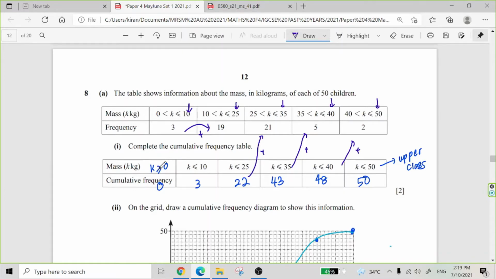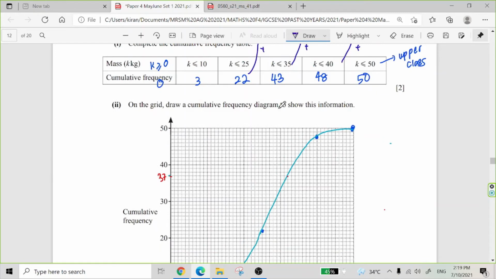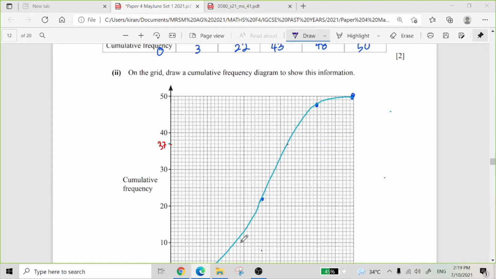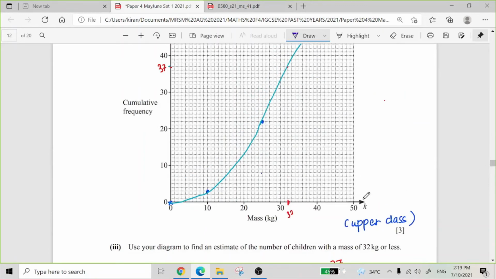And also we start with zero frequency here, which is k greater than or equal to 0. Okay, so we start with zero cumulative frequency. Okay, and then this one is 10 for the first one, and then we put the cumulative frequency 3. Okay, and then 22 for the upper class 25. Okay, make sure we take the upper class, not the midpoint.